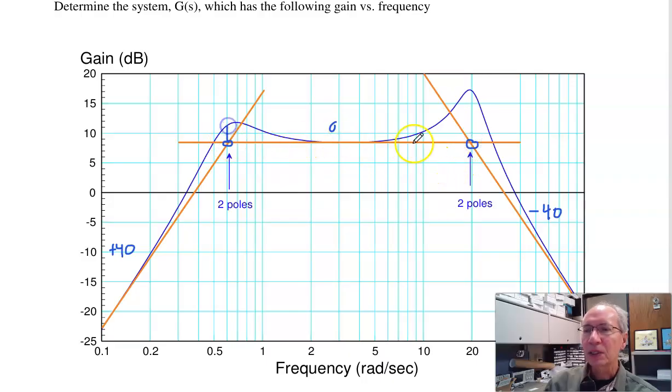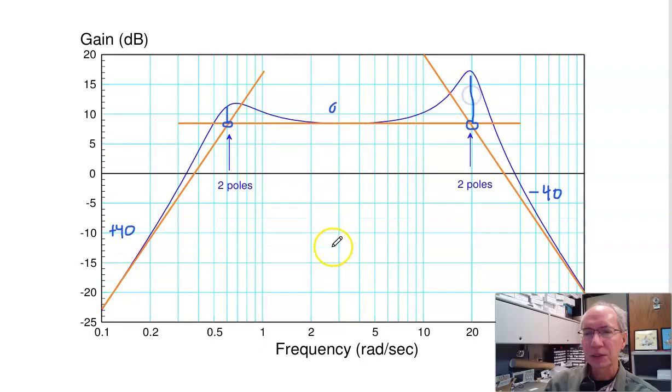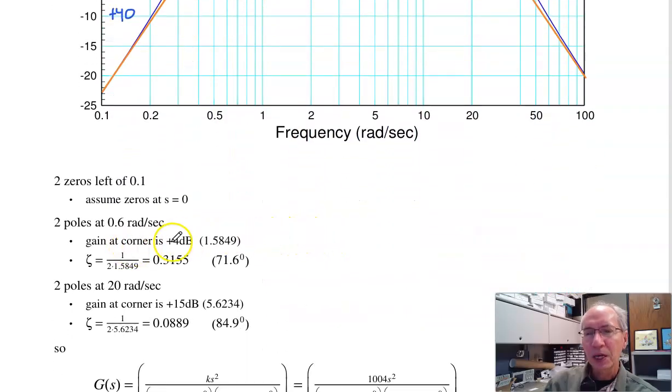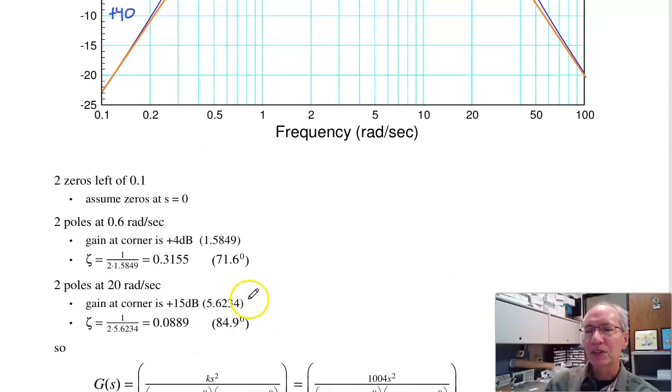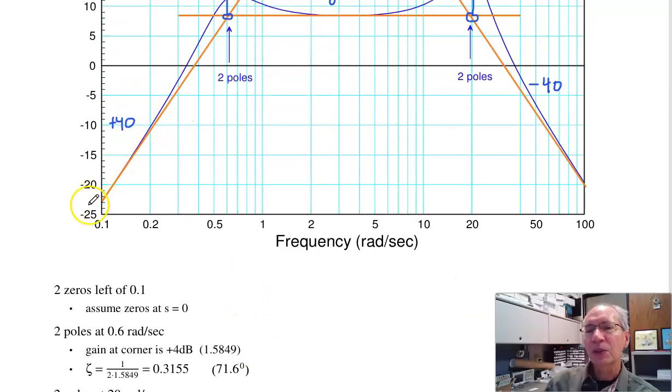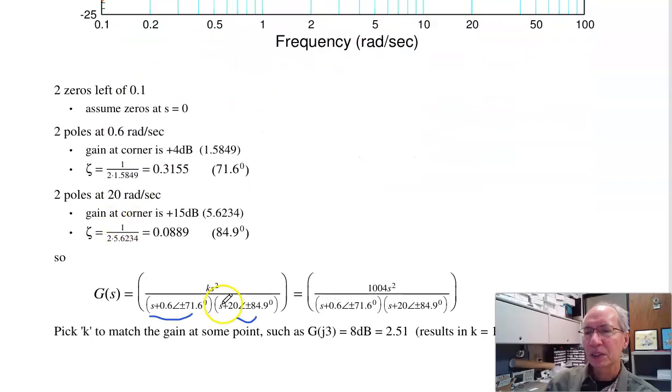The gain at the corner tells me what the angle of the pole is. At the first pole, I'm up by 4 dB, telling me that zeta must be 0.31 or 71 degrees. At 20 radians per second, the gain at the corner is up 15 dB, tells me that zeta is 0.08 or 84 degrees. So here's the first pole, there's the second pole. I've got 2 zeros. All I know is there's a zero to the left of 0.1. So zero smaller than 0.1, I just said 0.